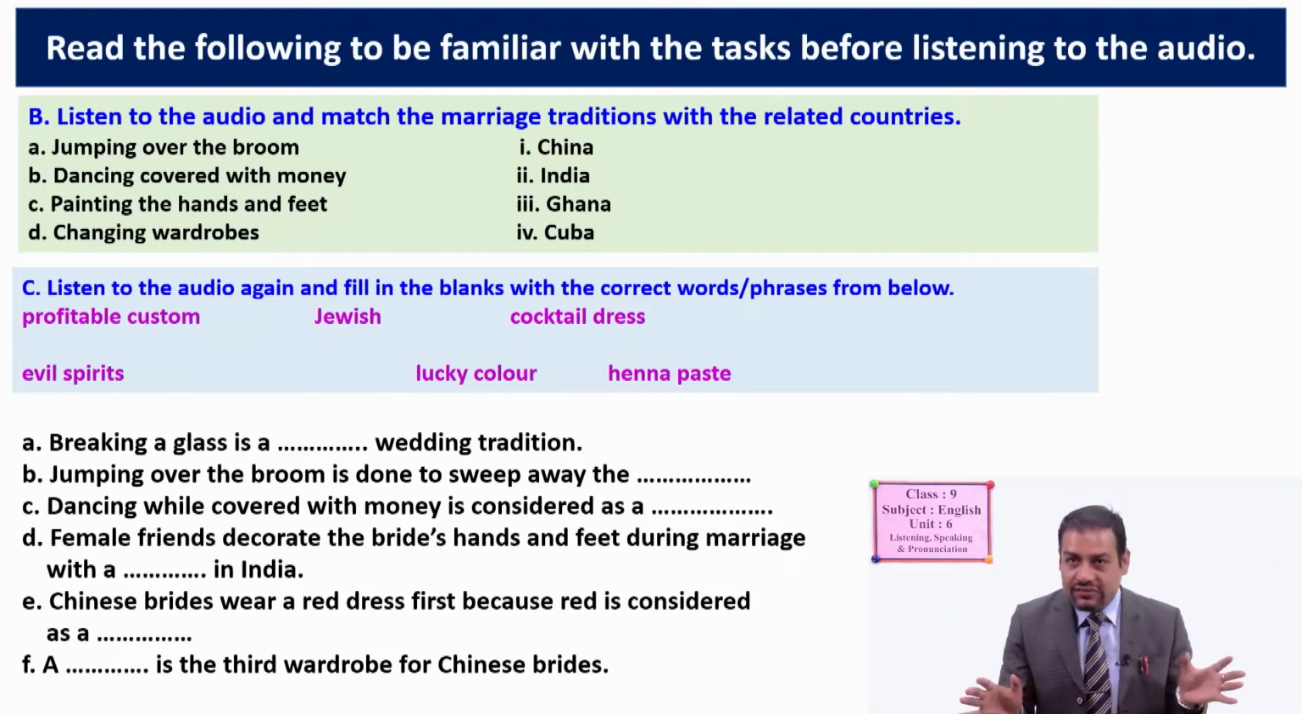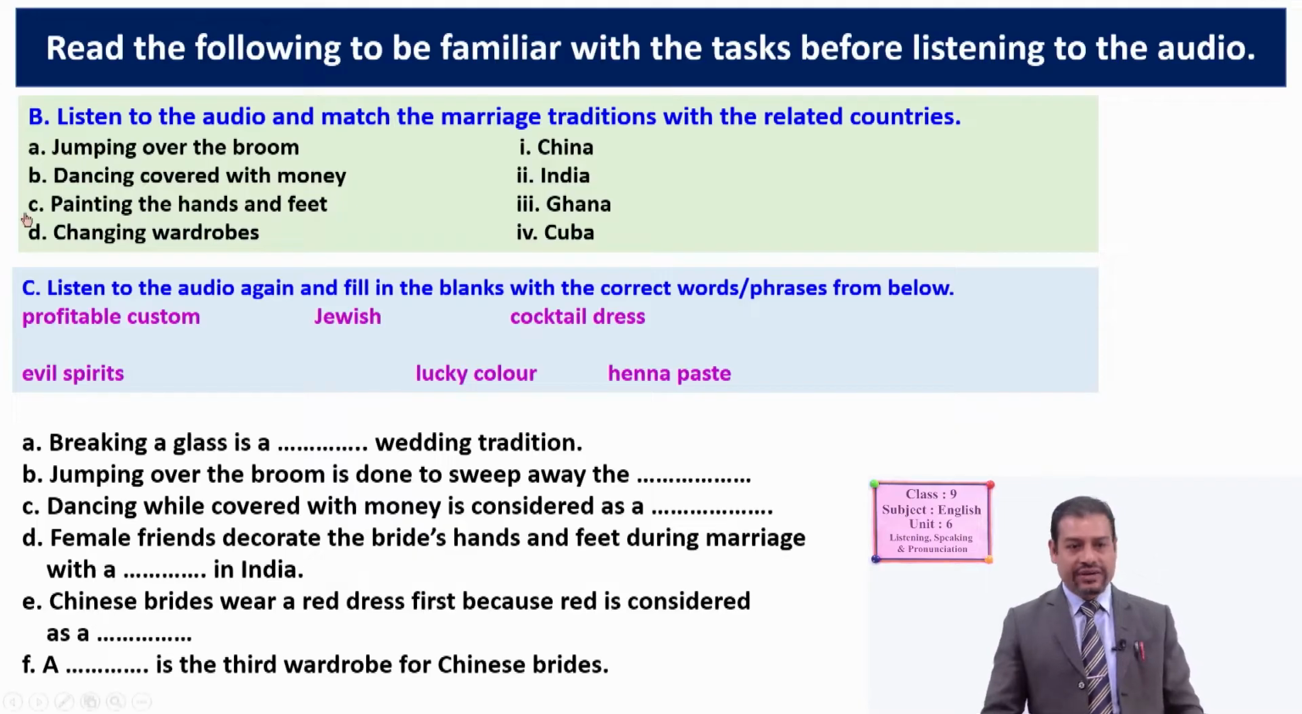Is it clear about the first task that you have to do? Very good. Now, second task, again, read with me.